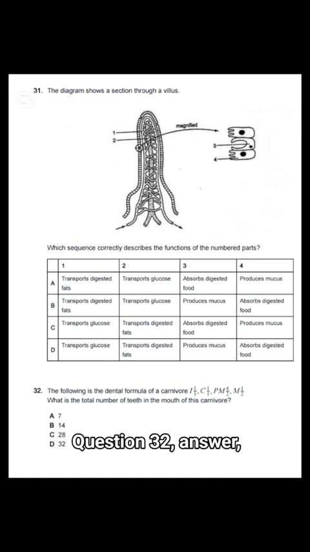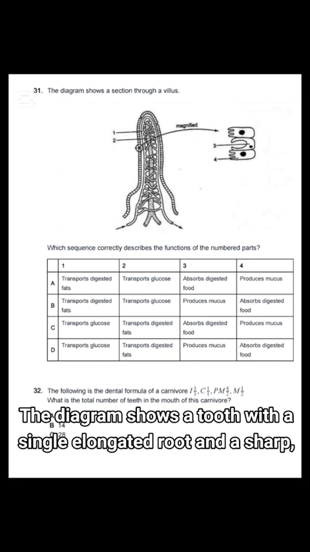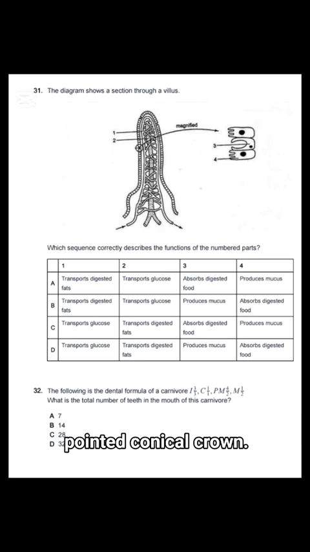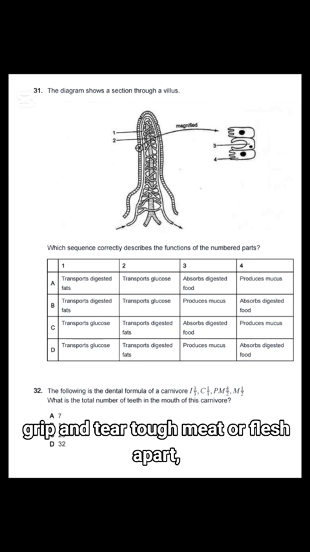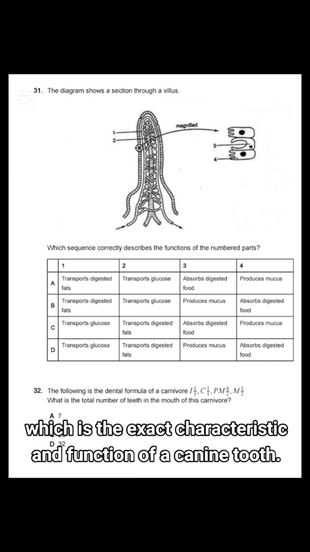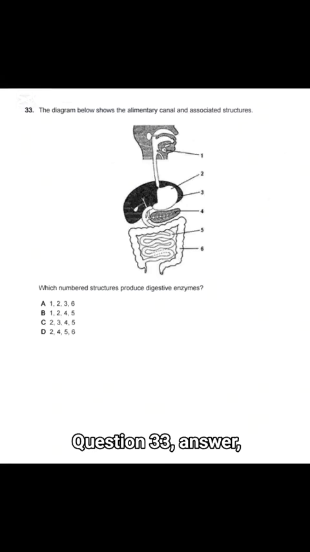Question 32. Answer: A. Canine. Explanation: the diagram shows a tooth with a single, elongated root and a sharp, pointed, conical crown. This structure is built to pierce, grip, and tear tough meat or flesh apart, which is the exact characteristic and function of a canine tooth. Question 33. Answer: A. Duodenum.